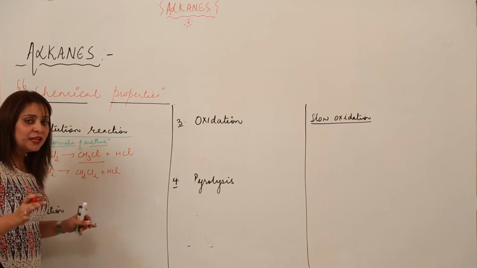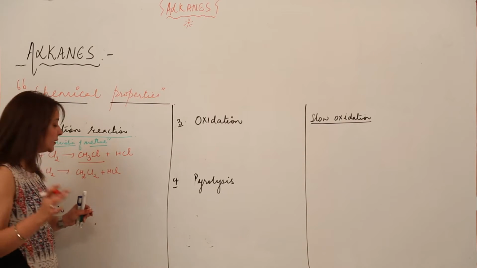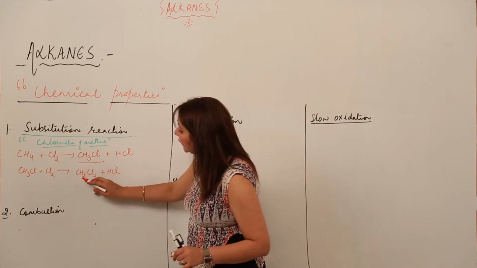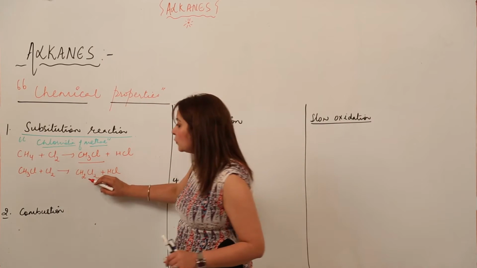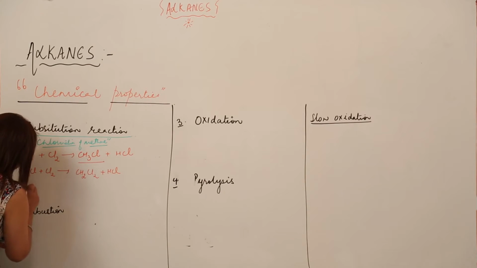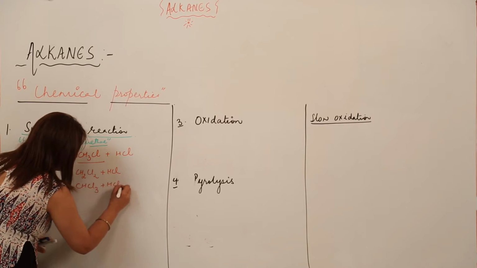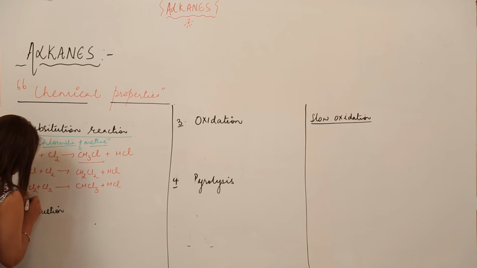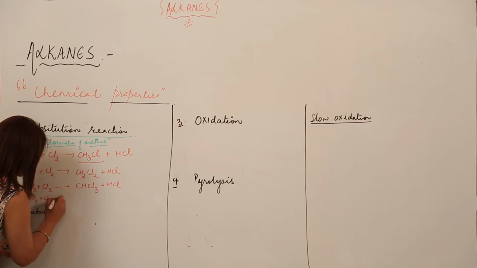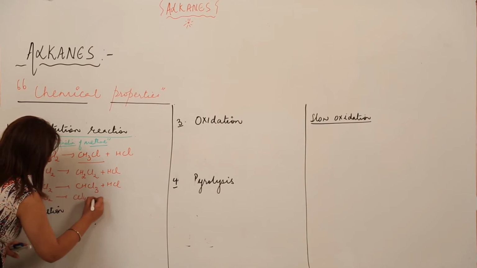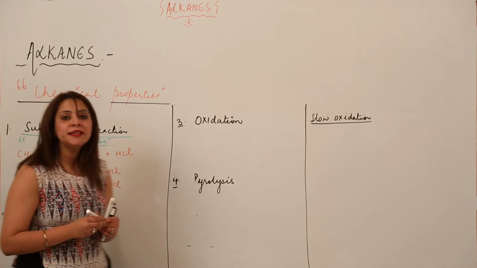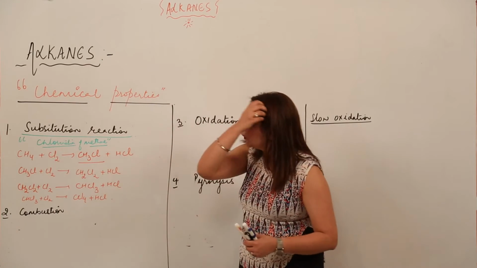Right. So do you think the reaction stops here? No, it doesn't stop here because it still contains 2 replaceable hydrogen atoms. So further addition of chlorine can take place, and it will lead to the formation of CHCl3 and HCl. Again it has 1 H atom, so again we can add chlorine and it will lead to the formation of carbon tetrachloride with HCl. So this is the chlorination of methane.